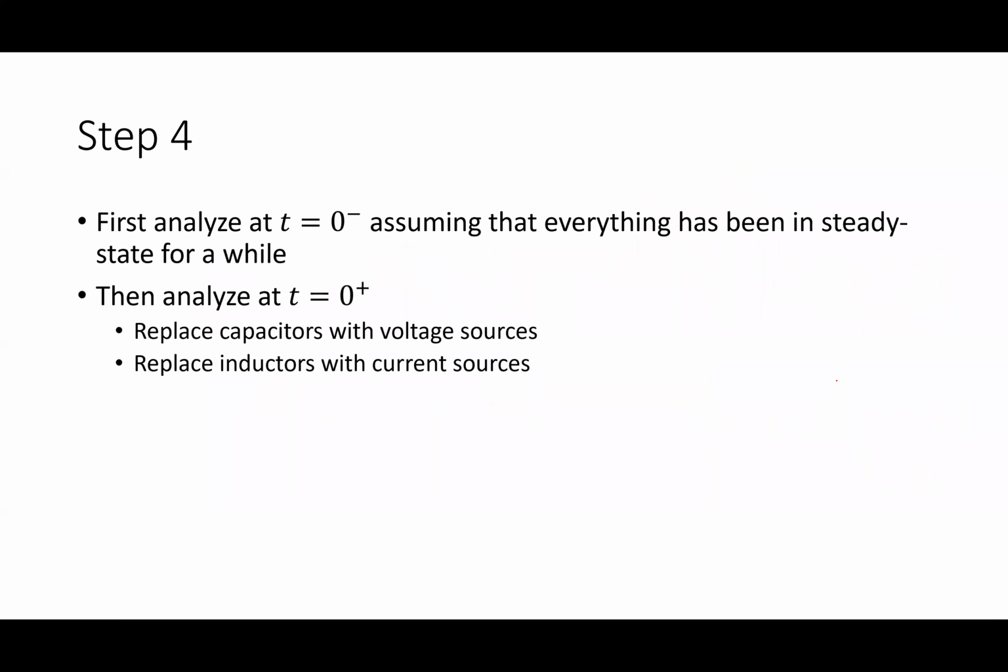So the way that we approach this is we first analyze at t equal to 0 minus, assuming that everything has been in steady state for a while. In this step, we're going to find out what V sub C of 0 minus is, and what I sub L of 0 minus is. Then at t equal to 0 plus, we replace the capacitors with voltage sources and the inductors with current sources.